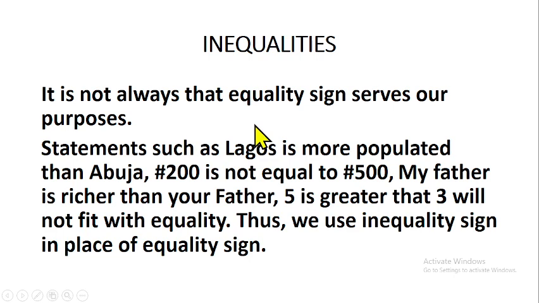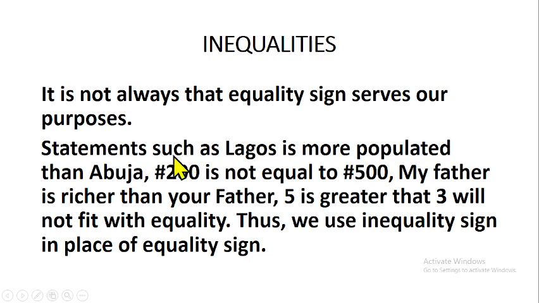For example, when you compare two things and say this one is greater than the other one. My father is richer than your father. 200 naira is less than 500 naira. In all these examples I've given, you cannot use the equality sign because you are comparing two things which are not equal in magnitude. So it is not always that the equality sign serves our purpose. Like I mentioned, a girl is more brilliant than the boy. So in that case there is no equality between them as far as being brilliant is concerned.